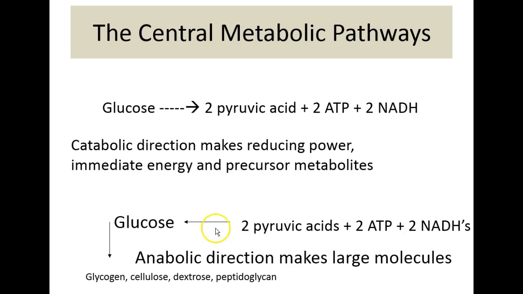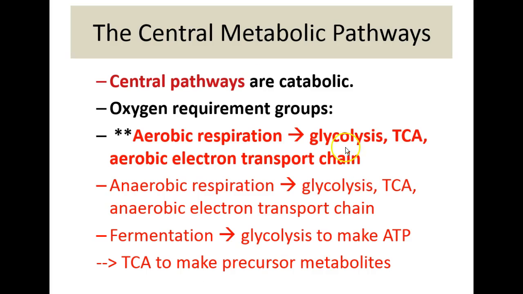However, glycolysis can be reversed, in which case 2 pyruvic acids, ATPs, and NADHs can be used to make a glucose molecule. These glucose molecules can be put together to make larger polysaccharides like glycogen, cellulose, dextrose, or even peptidoglycan. This is the anabolic direction of glycolysis, which provides large molecules. But again, Chapter 6 is going to focus on the catabolic direction of the central pathway molecules.